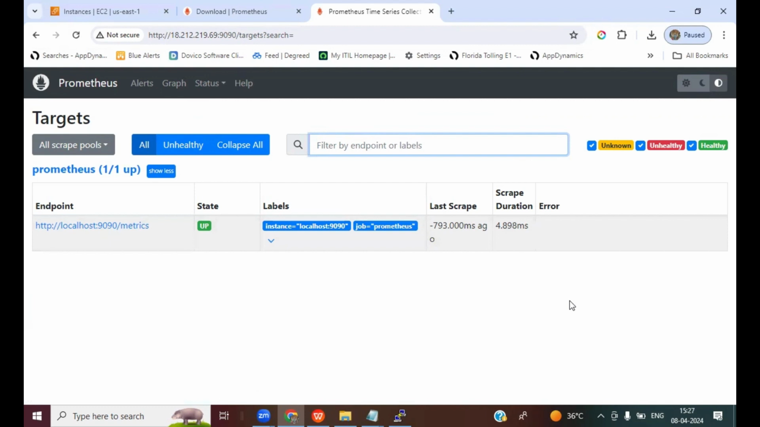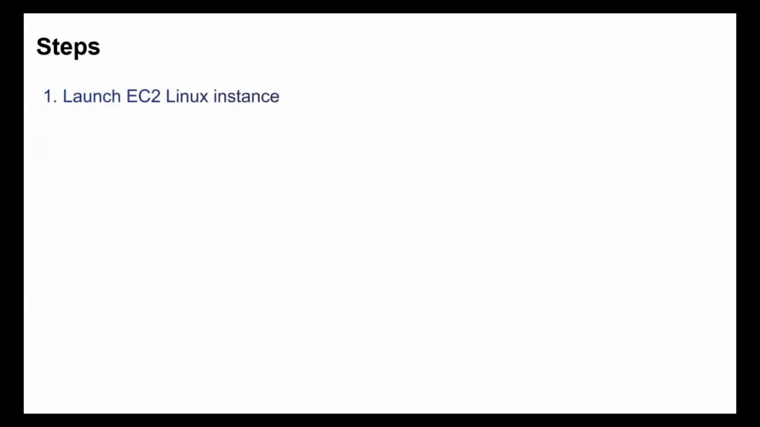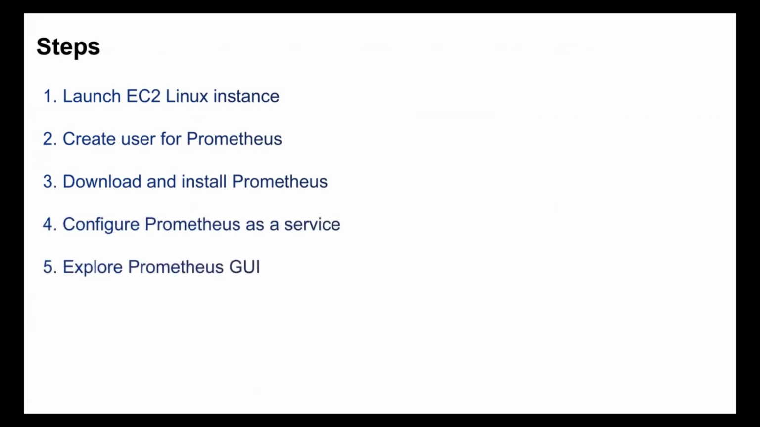Okay, so that is a very short video on how to set up Prometheus on a standalone virtual machine, and how to configure it as a service and run it as a service. Just a quick preview. We launched a Linux EC2 instance. We created a user for Prometheus. Then we gave the proper permissions for the user in the sudoers file. Then we downloaded and installed Prometheus. Then we configured Prometheus as a service. And post that, we were able to see that the default target, whatever is mentioned in the prometheus.yaml config file, was discovered in the targets section.